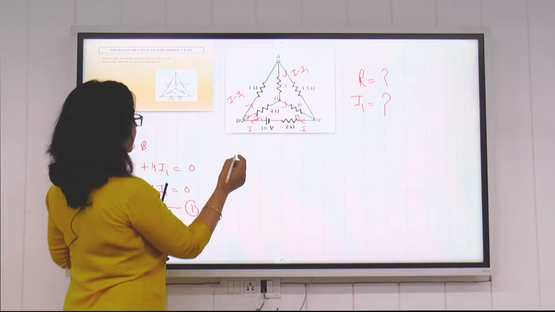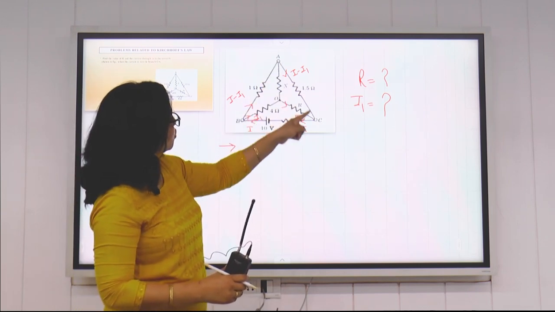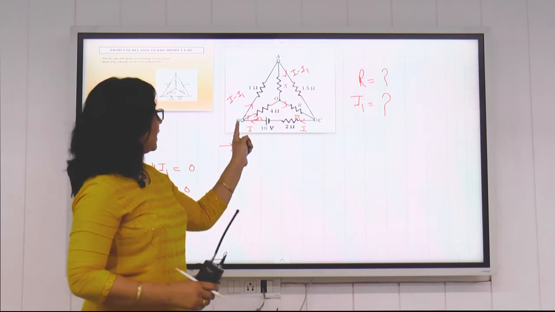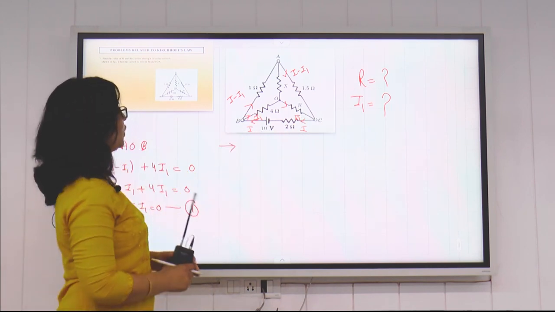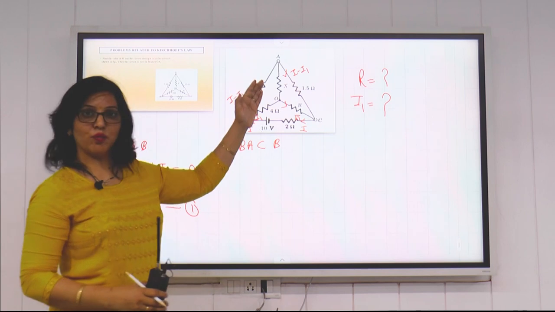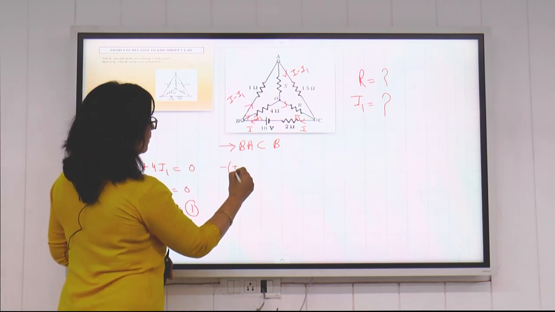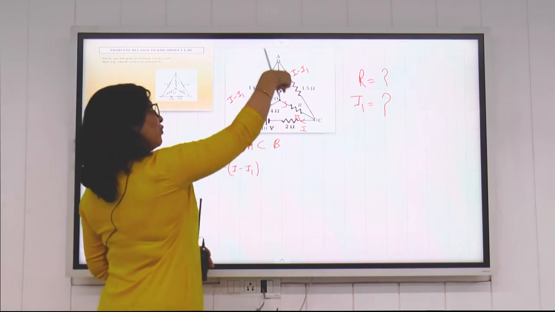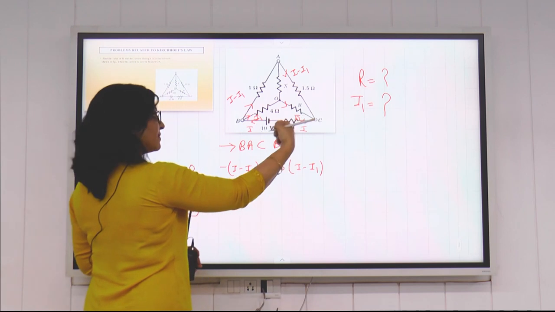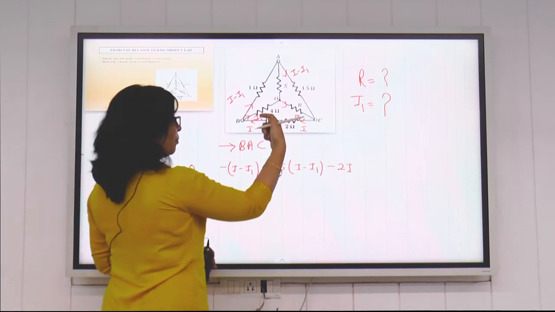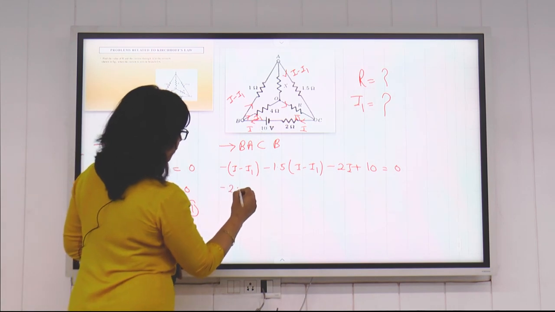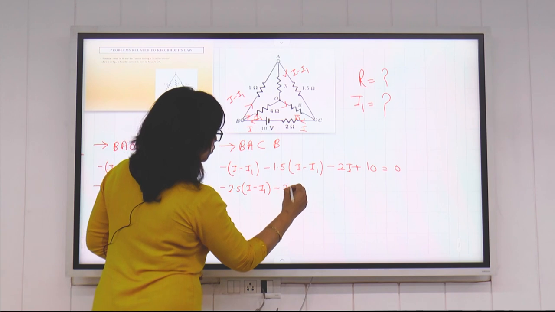Next, we have to apply Kirchhoff's law in another loop. In the OAC loop, R is unknown and R1 is also unknown, so we cannot apply it. In this other loop we also cannot apply it, so we follow the path B, A, C, B. B to A, we are moving in the same direction as the current, so the drop is negative. Next, again the same direction as the current, the drop is negative, and again negative. The battery is a rising potential, plus 10. So it is minus 2.5 (I minus I1) minus 2I plus 10.